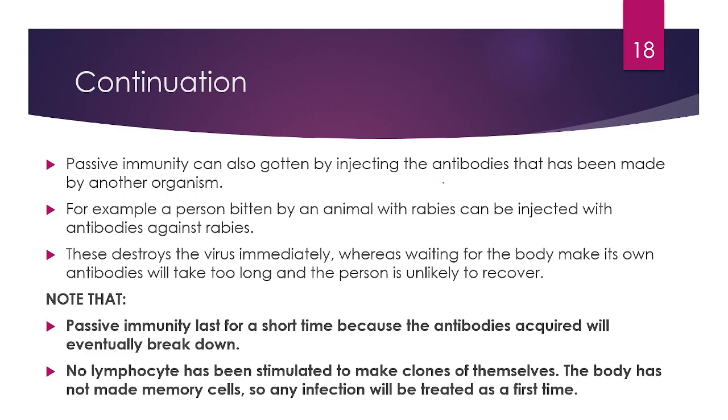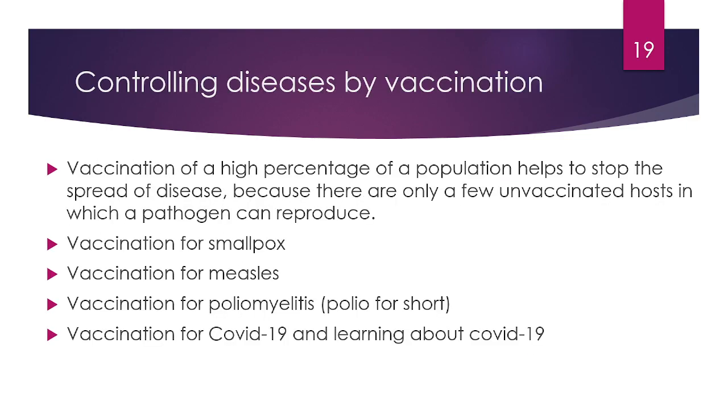If you're injected with antibodies, you can still get passively immunized. Remember that passive immunity only lasts for a short time because the antibodies acquired will essentially break down. No lymphocytes or memory cells are created, so infection will be treated as the first time every time after giving the injections, right?